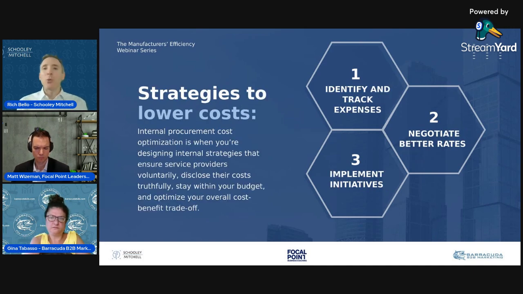Now we get into what it takes to lower these costs. And we discussed kind of more broadly the different areas where those costs can be controlled and can be limited. But the specific strategies to doing so are a little bit more in depth. And these are the three general topics that we'll discuss in regards to doing so.